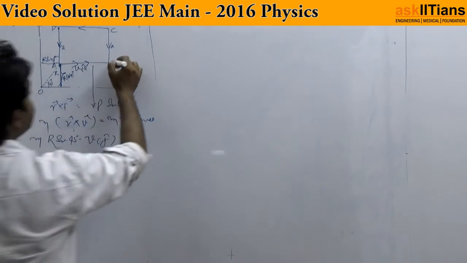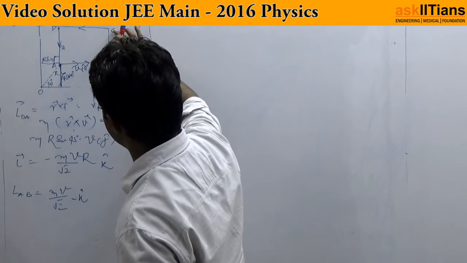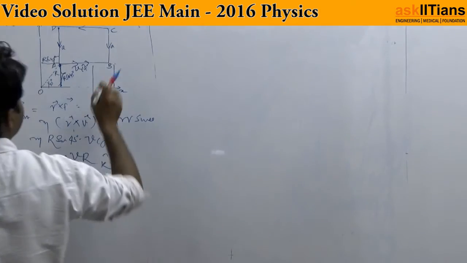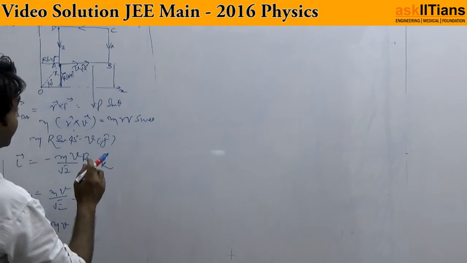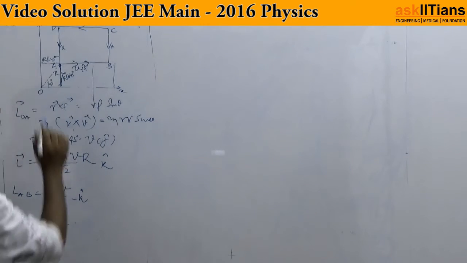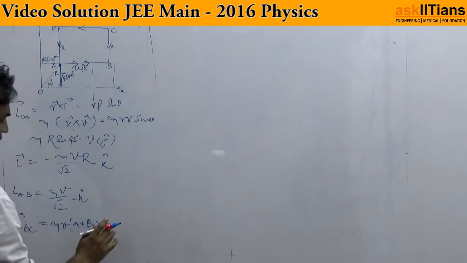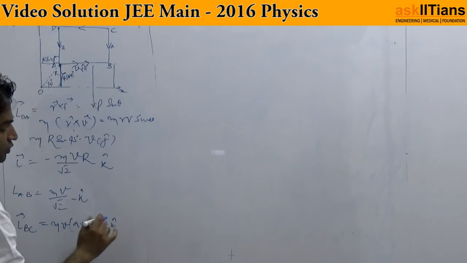Now we want to calculate for B to C. So what is the perpendicular distance? The total distance is B2 plus A, that is equal to BA, and this distance is this one. So the angular momentum for B to C would be equal to m into V. The net distance, that is the perpendicular distance, would be R by root 2, so it would be A plus R by root 2, into sine of this value. We already calculated this, and its direction is along positive k cap.